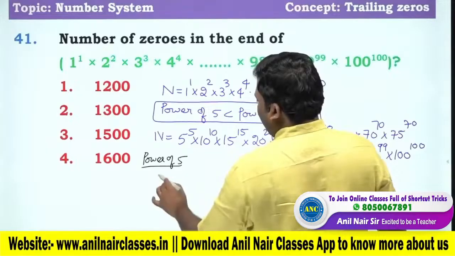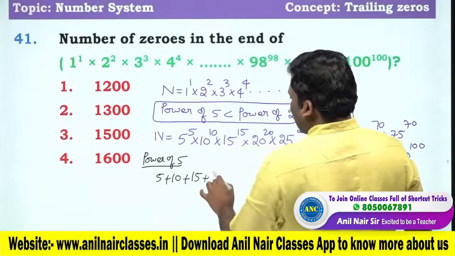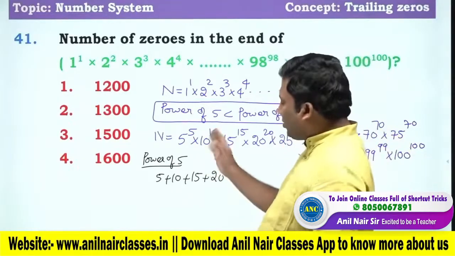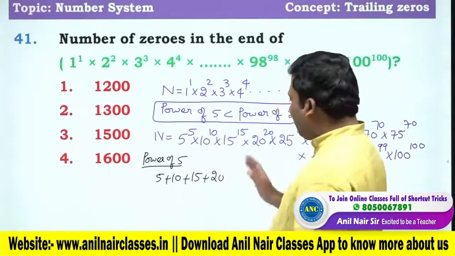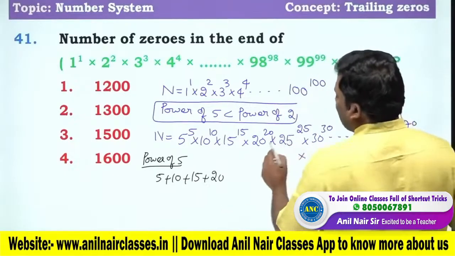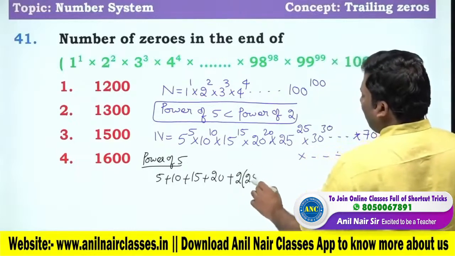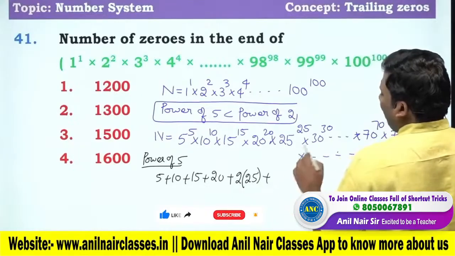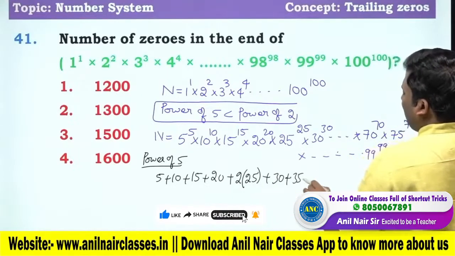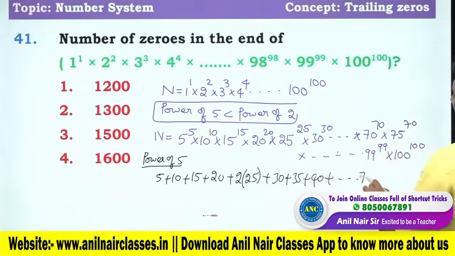So this will be 5 plus 10 plus 15 plus 20. 10 can be written as 5 into 2 power 10, so 5 power 10. 5 into 3 power 15, 5 into 4 power 20. 25 is 5 square, so I will get 2 into 25. Are you all with me? Next again, 5 into 6, 5 into 7, 5 into 8, 5 into 9, and so on up to 70.